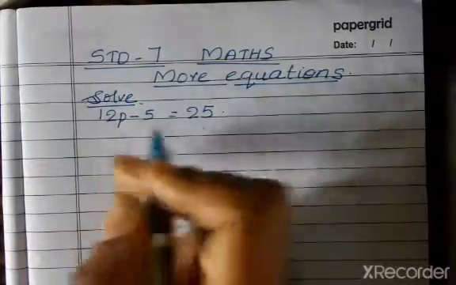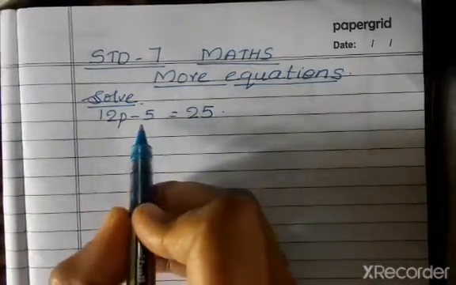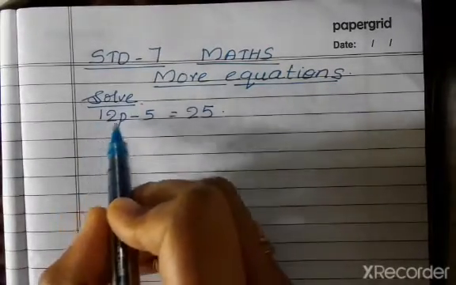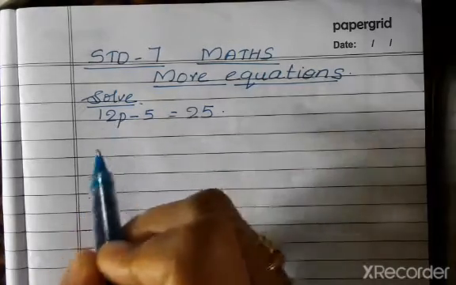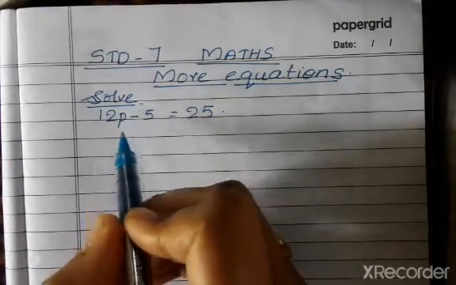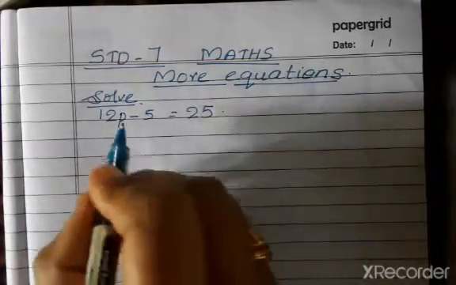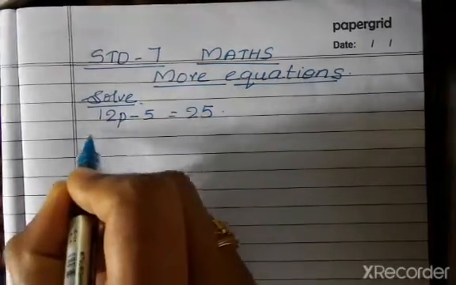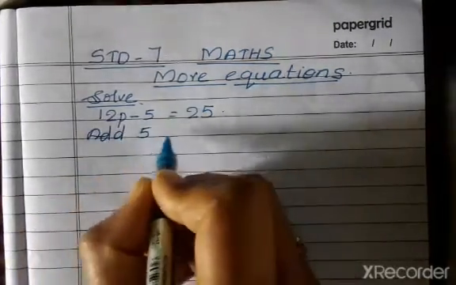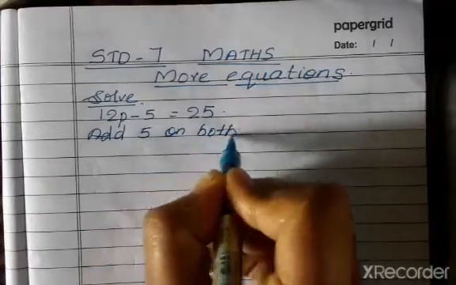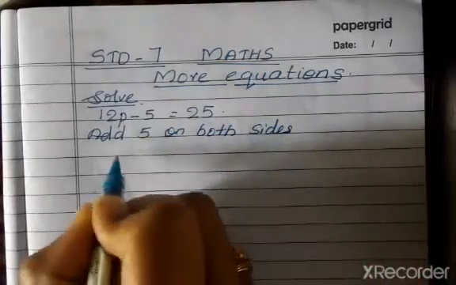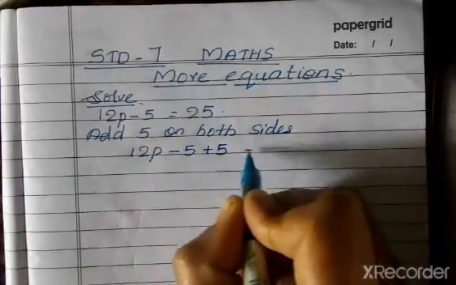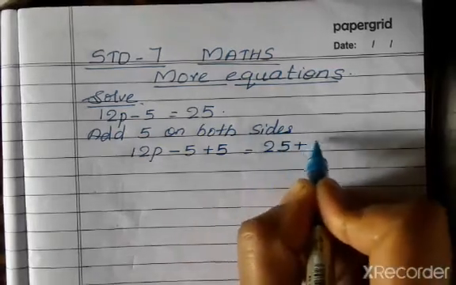So we know here we have to do two steps. First we have to remove 5 from this place, and then we have to remove 12 from the left hand side, and we have to separate the variable only. So first I am adding 5 to both sides. Then 12p minus 5 plus 5, and the RHS will become 25 plus 5.